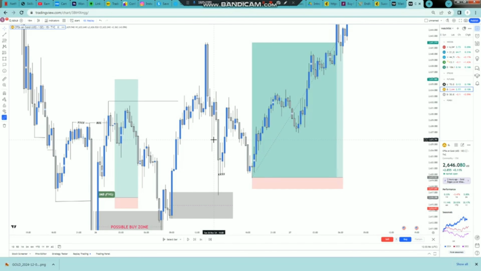So here is a pro tip. Combine the fair value gaps with the other smart money concepts like order blocks, liquidity sweeps, or supply and demand zones. When multiple factors align, it increases the probability of a successful trade. So, fair value gaps are a powerful concept in smart money concept trading. Start using them on your charts and refine your entries.